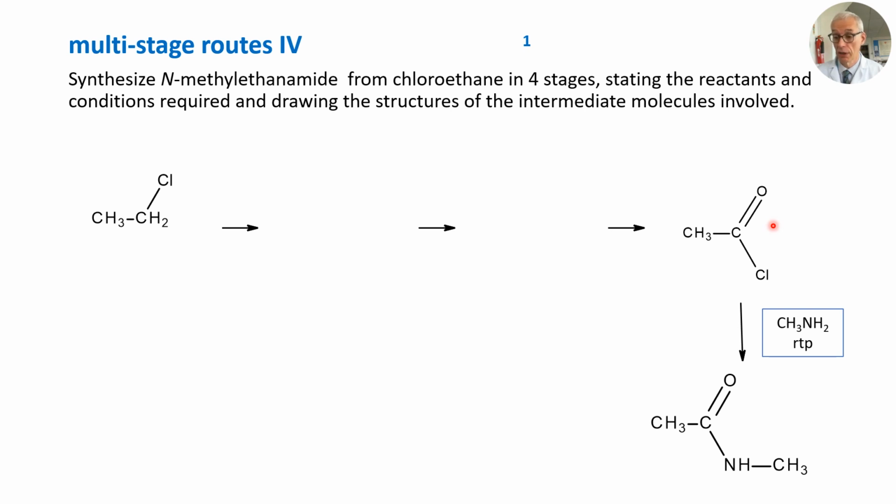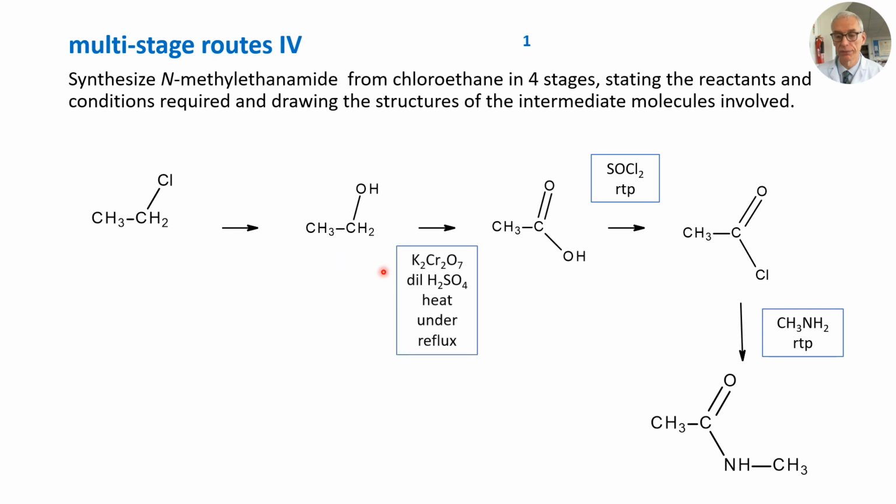Now, from what type of molecules can we make acyl chlorides? That's carboxylic acids. So that would be ethanoic acid. And the reactant to carry out that conversion is thionyl chloride. Ethanoic acid comes from ethanol, standard oxidation mixtures, heat under reflux, and of course haloalkane to alcohol, dilute sodium hydroxide, heat under reflux.